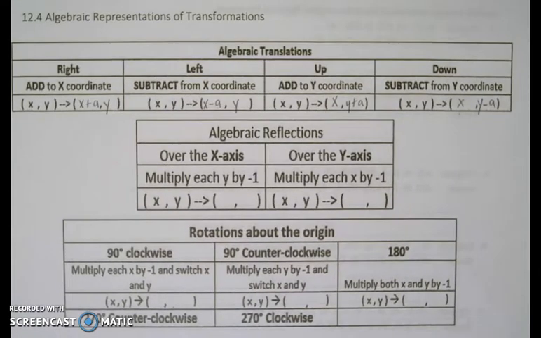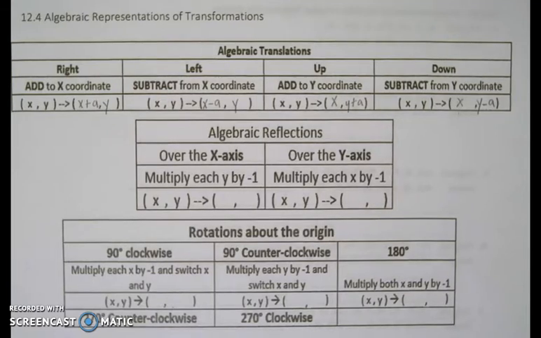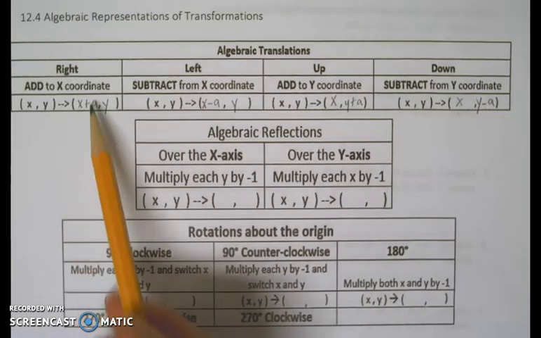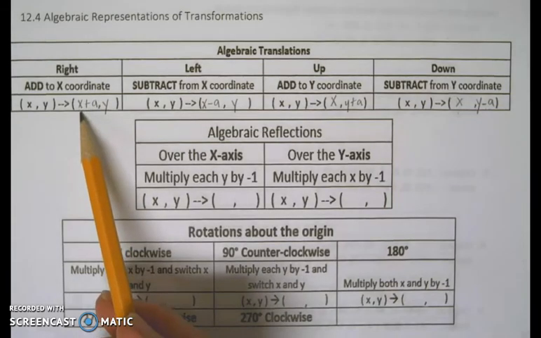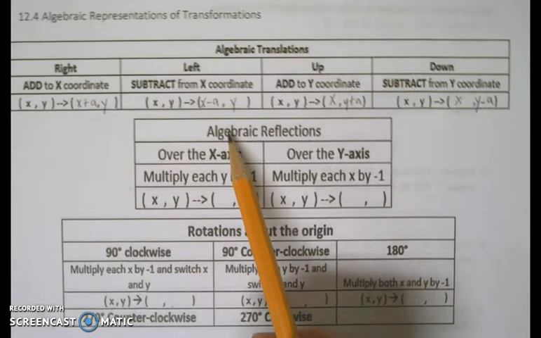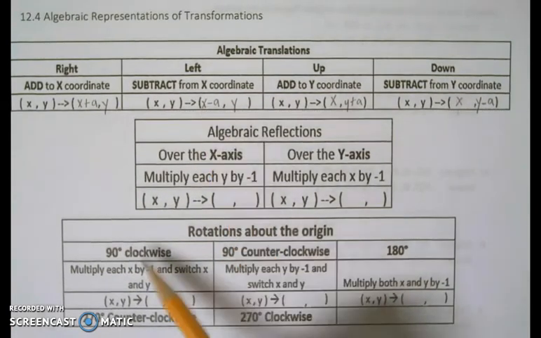When making a translation, you're sliding right or left, up or down. The x-axis is horizontal, the y-axis is vertical. So if you're going to slide right, you will add to your x value and your y value will stay the same. If you're going to go to the left, you will subtract from your x value and your y value will stay the same.